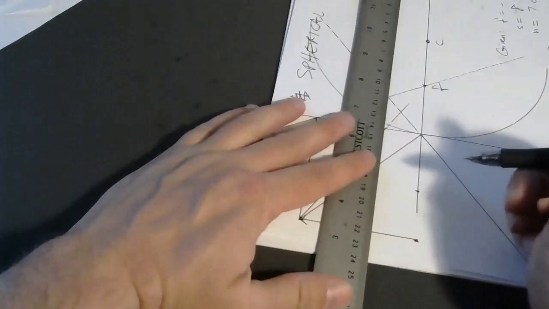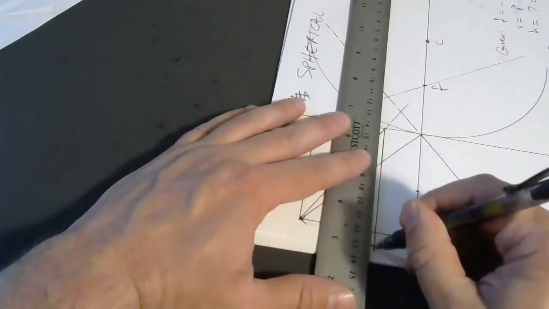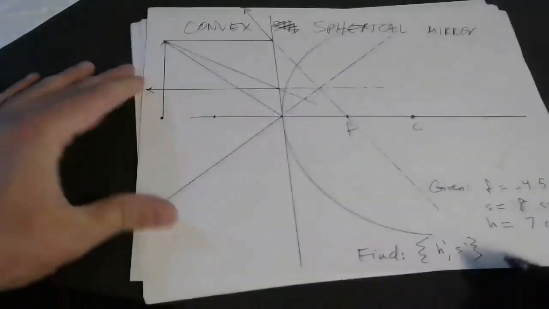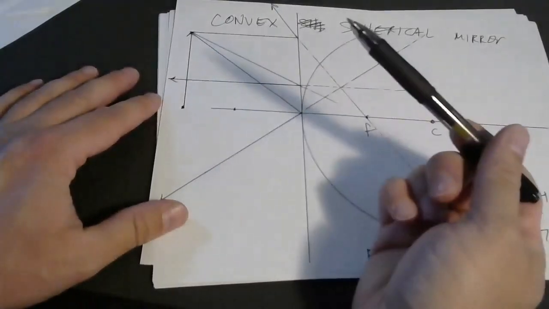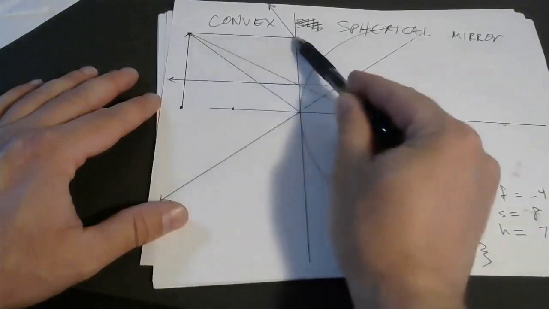It's going to bounce off parallel, as if it came from somewhere back here. Ooh, good, that actually worked out. Okay, so this third principal ray that I've drawn right here is the opposite, in a sense, of this one.